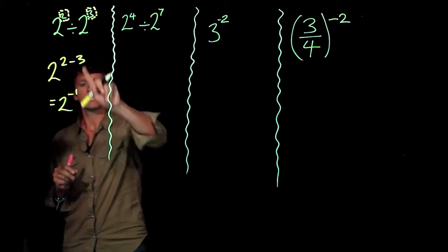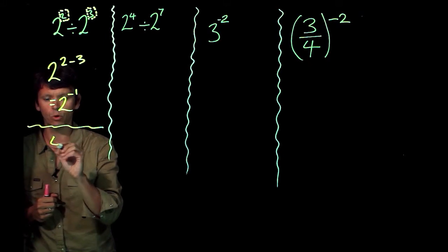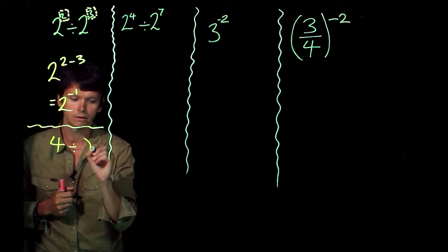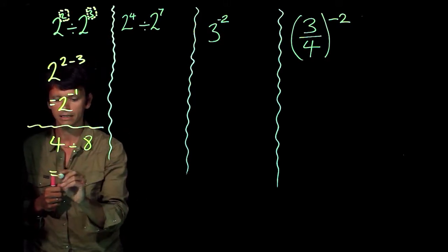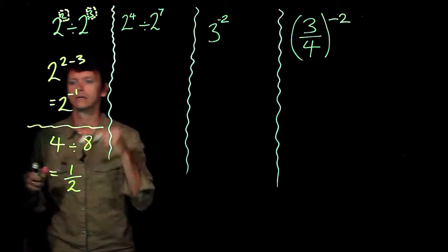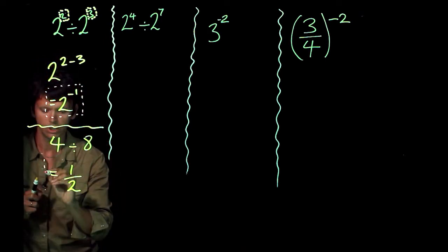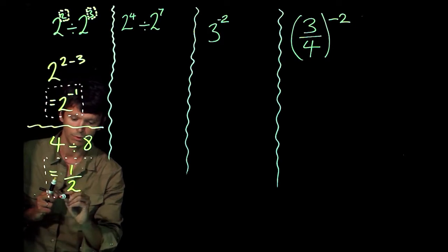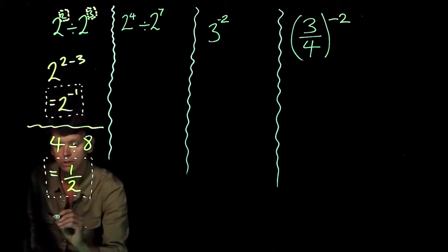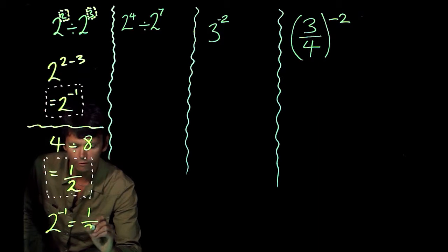Now, if we were to look at this in a slightly different way, 2 squared, we know that is 4, divided by 2 cubed, we know that is 8. And 4 divided by 8 equals a half. So what we've shown here, if we look at our two answers, is that we've worked out the same thing in a slightly different way. 2 to the power of minus 1 equals a half.